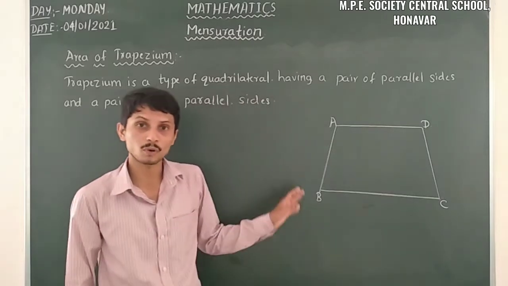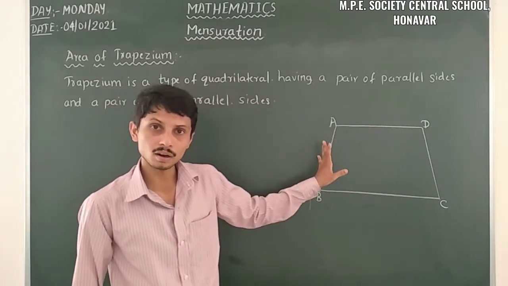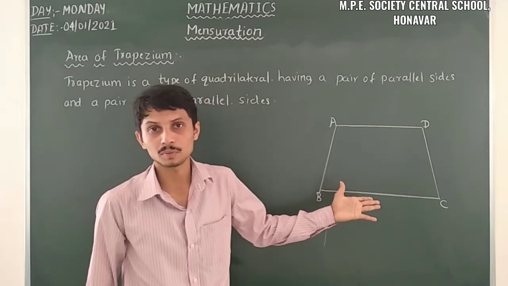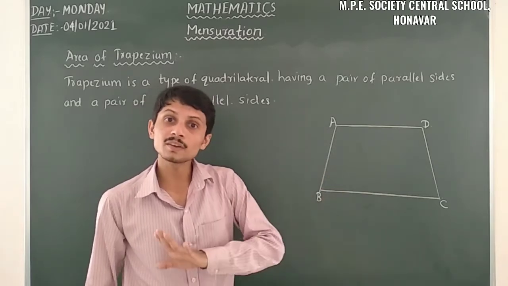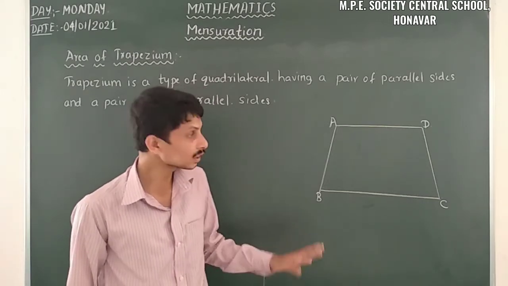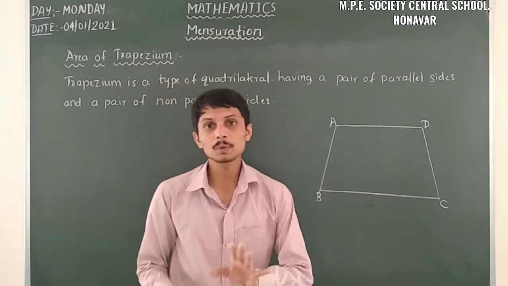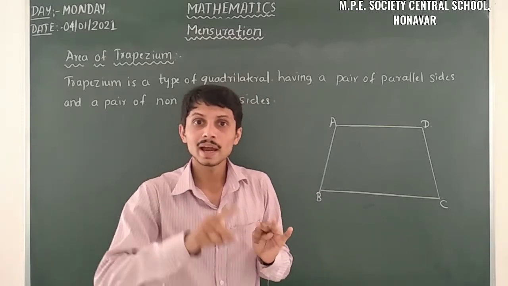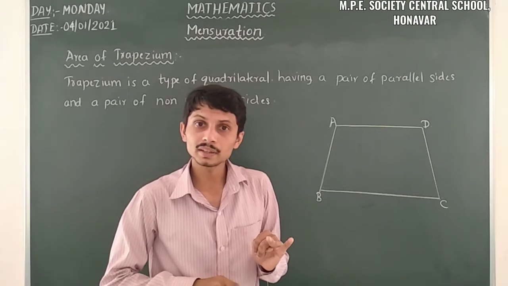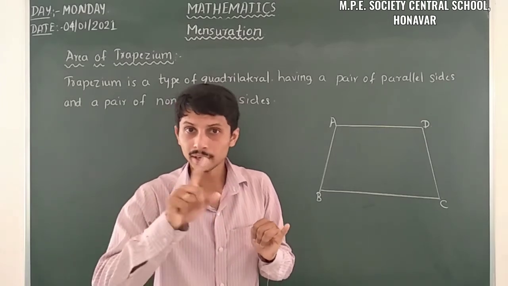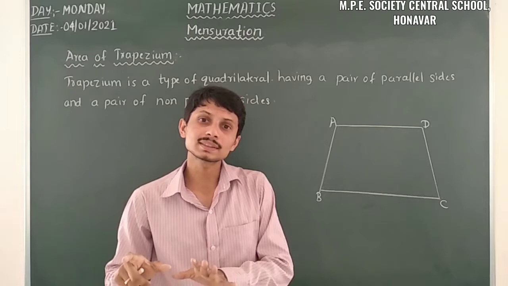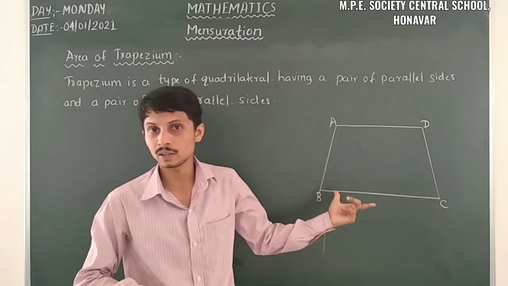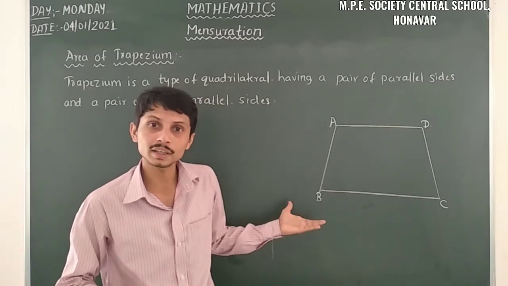Here we have to find the formula for the area of a trapezium. There is no direct formula, but we can find it. How? We already know the areas of some closed figures: triangle, parallelogram, circle, rectangle and square. Using those only, we have to find the area of this trapezium.